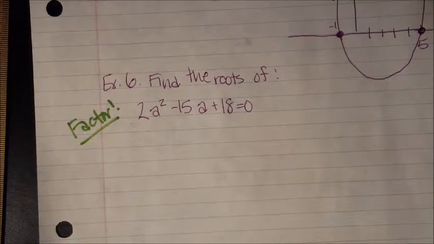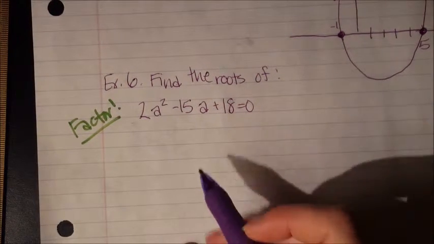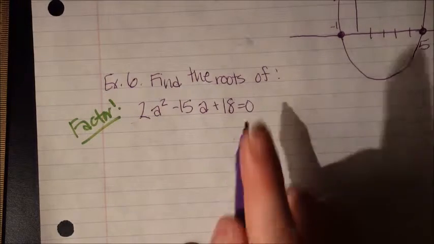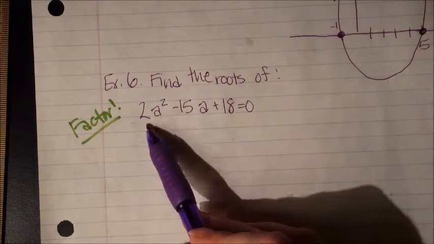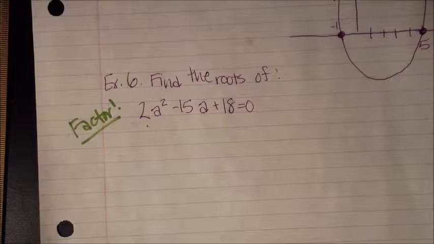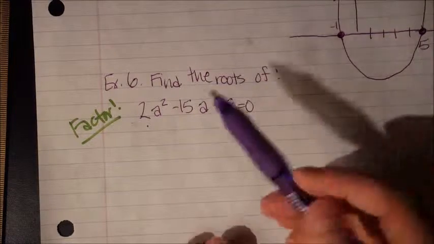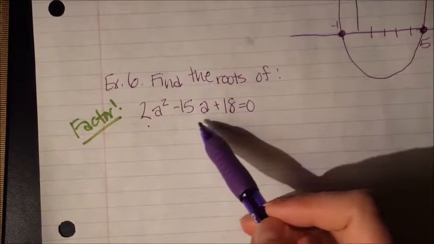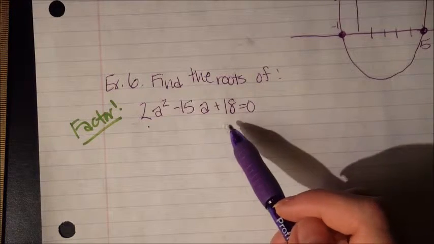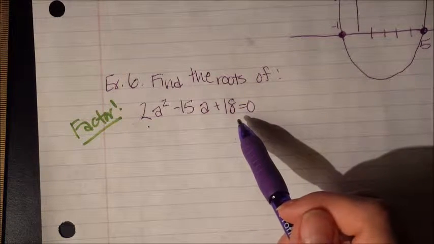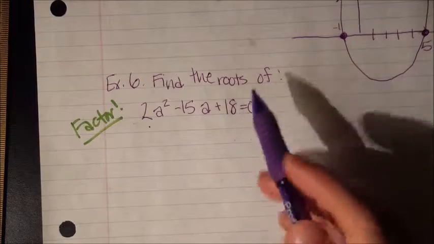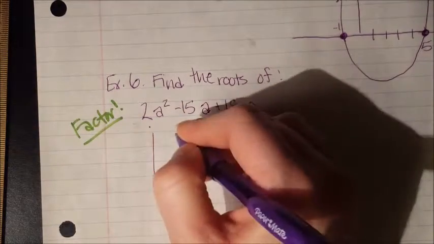Okay, how do we factor a quadratic? We factor a quadratic by our favorite tic-tac-toe method. The first step for factoring is always look for a GCF. 2, negative 15, and 18. Is there a greatest common factor that divides into both 2, negative 15, and 18? Nope, just 1. Do they all have A's? No. So that should always be your first thing you check. So I'm going to set up my tic-tac-toe.